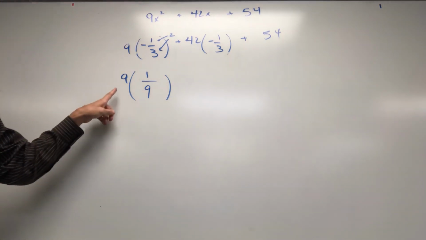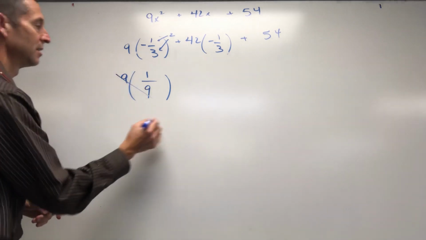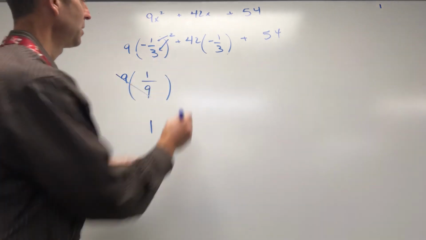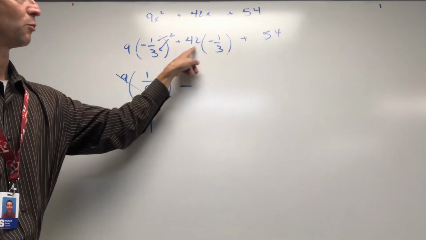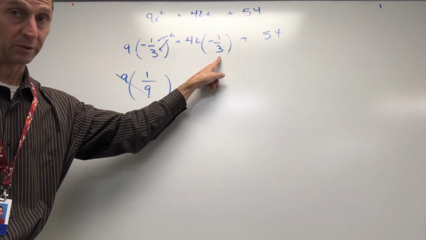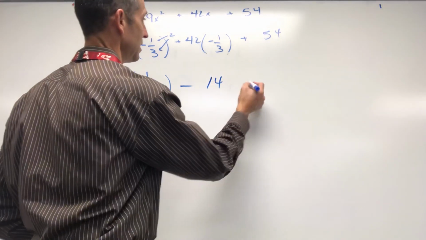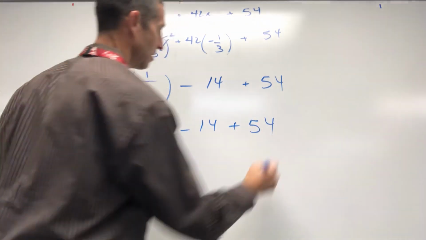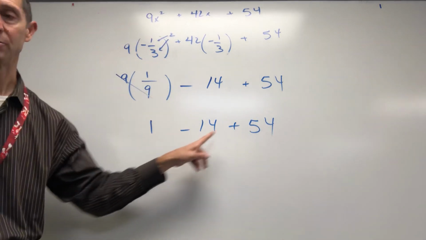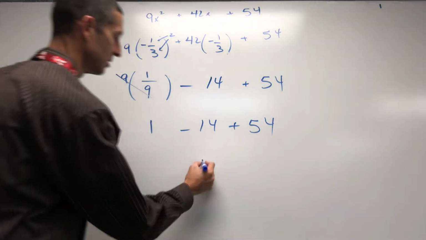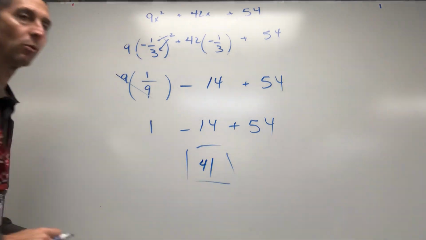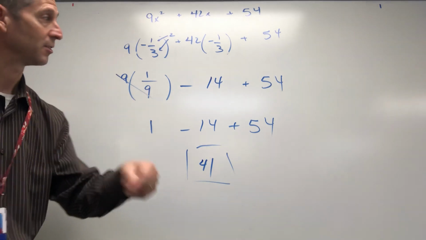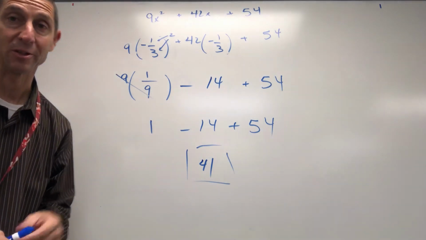Now this is kind of nice right here. You got the 9 and the 1/9. 9s cancel out. That's just going to be 1. The negative hits the positive, so that's negative. And then you got 42 divided by 3. 42 divided by 3, that's just 14. Drop down to 54. All right, now we're close. We just got 1 minus 14 plus 54. Looks like a total of 41. So, composite functions. And a little kicker, sometimes you got to plug in numbers or a fraction.